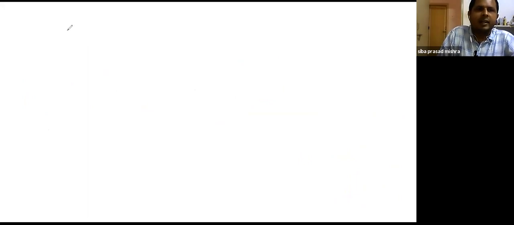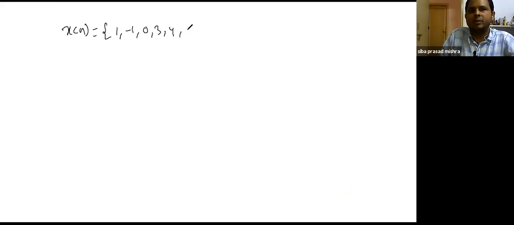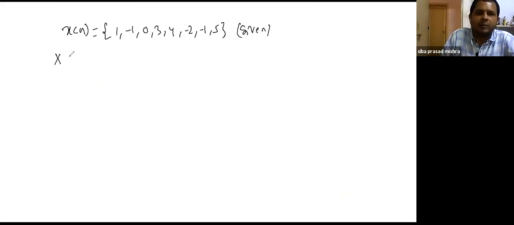Now see, let x[n] be given like this. x[n] equals, let's say, 1, minus 1, 0, 3, 4, minus 2, minus 1, and 5, eight values in total, indexed 1 through 8. Let this be my x[n]. It is given, this is the question. x[n] is given. I'm taking one random sequence. Okay, like this. Now from this, can you say what is the value of capital X[0]?